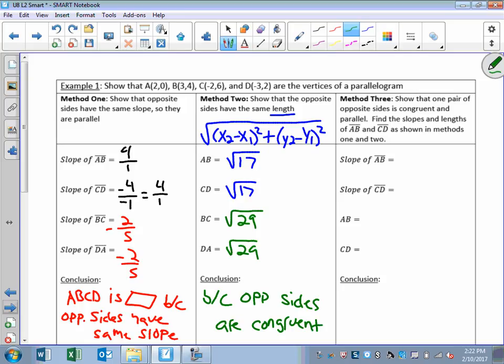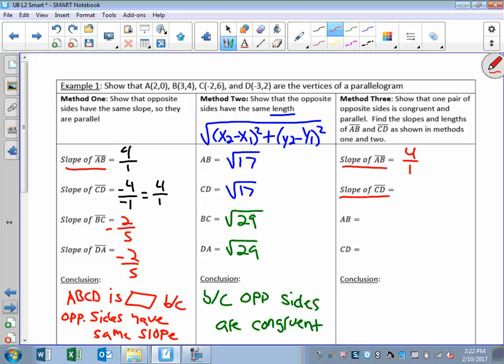And then finally, method 3, show that one pair of opposite sides is congruent and parallel. So we got to find the slopes and the lengths. Luckily, we can just look in our other 2 charts to fill in this information. We can look in the tables that we already did. So slope of AB we figured out over here. So we got 4 over 1.